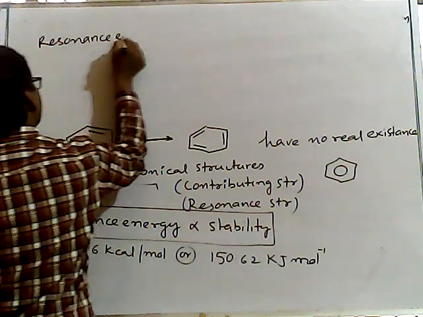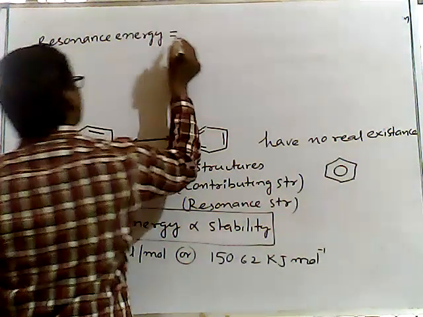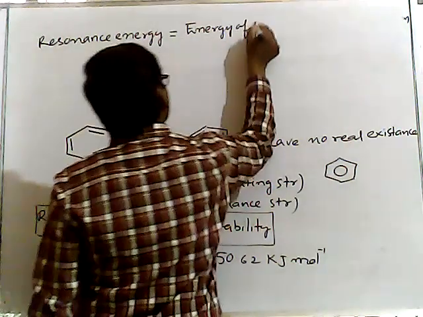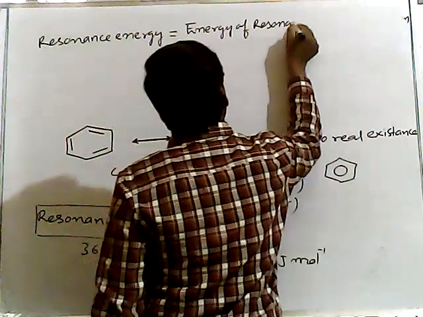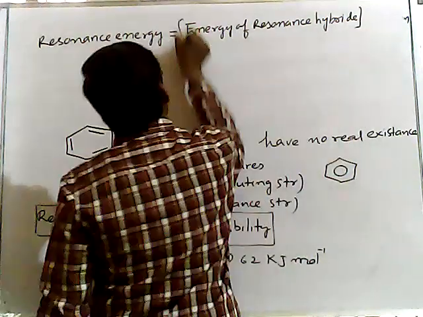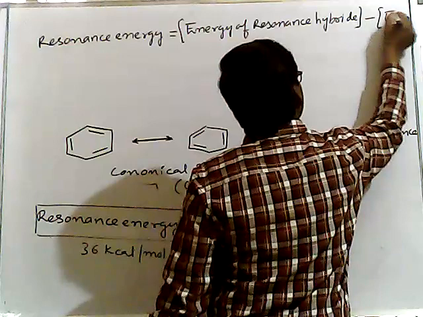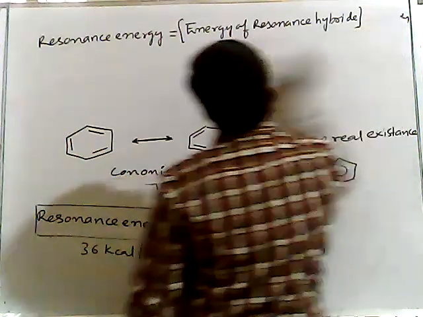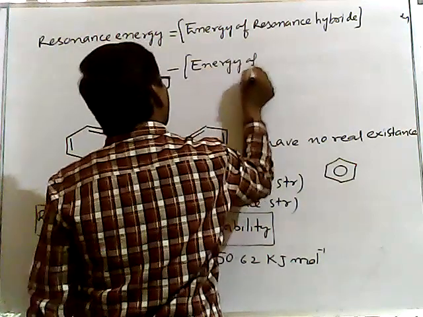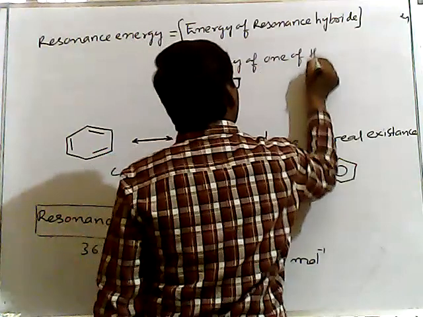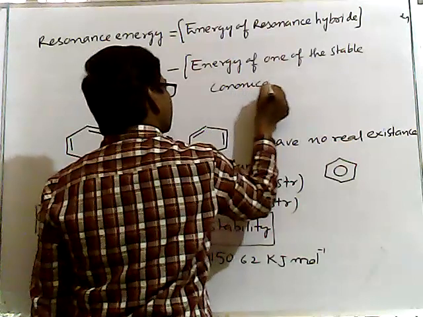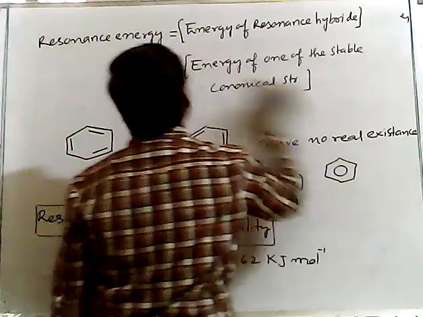Resonance energy is equal to the internal energy, otherwise the energy of the resonance hybrid, which has a real existence, minus the energy of one of the stable canonical or resonance structures. So this is the resonance energy.